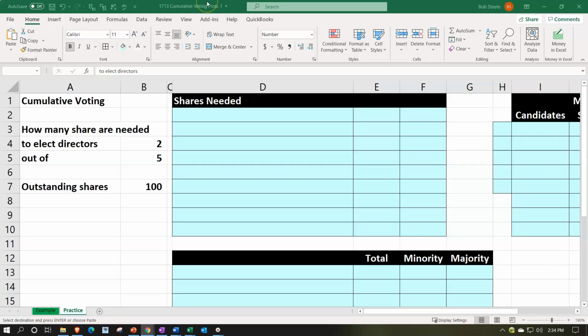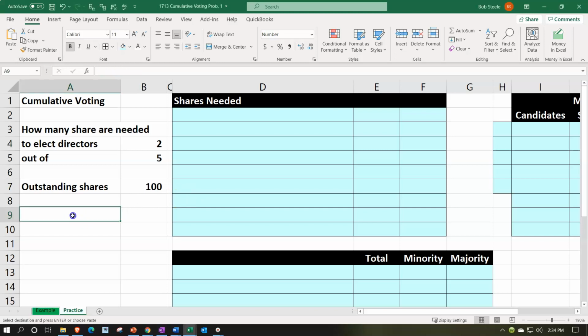Here we are in our Excel worksheet. If you have access to the Excel worksheet and would like to follow along, note that we're in the practice tab as opposed to the example tab, the example tab in essence being an answer key. Information's on the left-hand side. We're going to calculate that in the blue area on the right side, looking at cumulative voting.